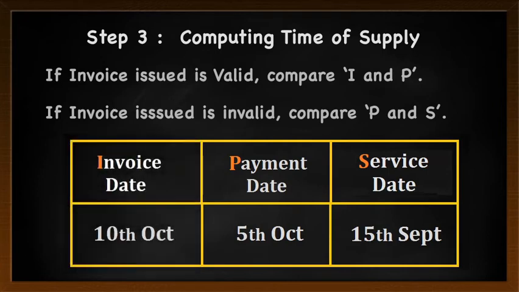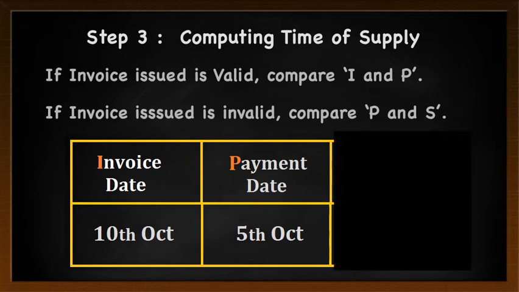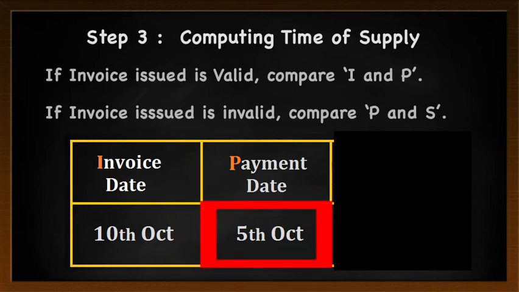Now in this sum, we already calculated it is a valid invoice. If it is a valid invoice, we have to compare only 2 columns, I and P, invoice date and payment date. What is the invoice date? It is 10th of October. What is the payment date? It is 5th of October. So whichever is earlier, that is the payment date, 5th of October. So 5th of October is the time of supply.